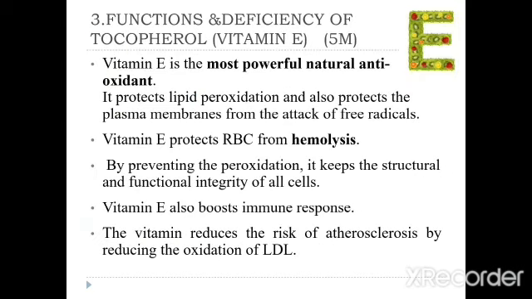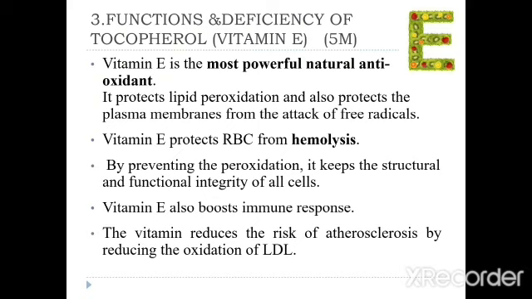Third question is functions and deficiency of tocopherol or vitamin E. Vitamin E is the most powerful natural antioxidant. Free radicals are continuously being generated in living systems. Vitamin E is a biological antioxidant which is able to stop the lipid peroxidation chain and protect the plasma membrane from the attack of free radicals.